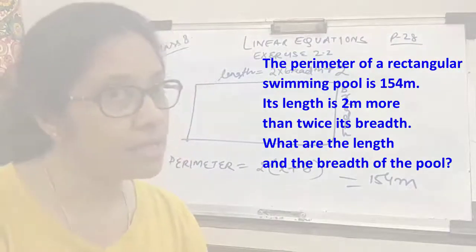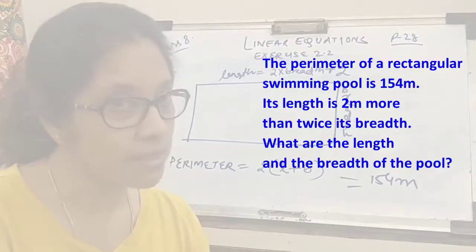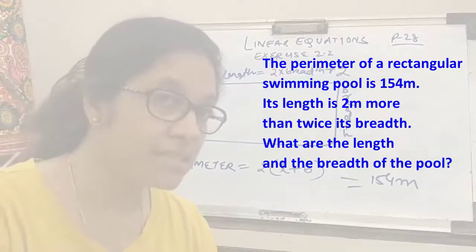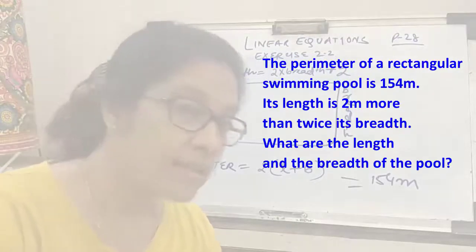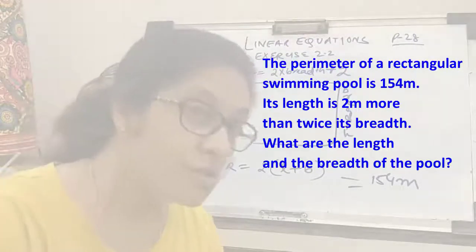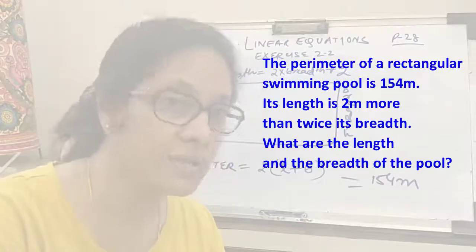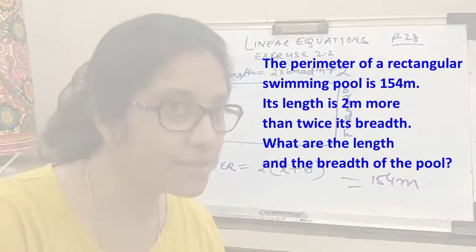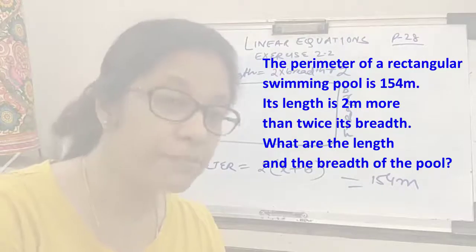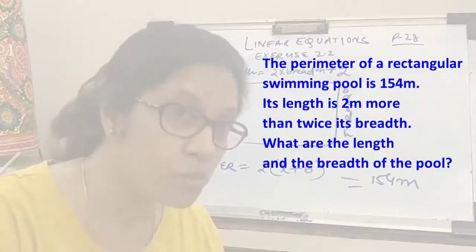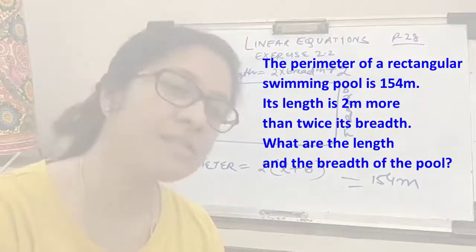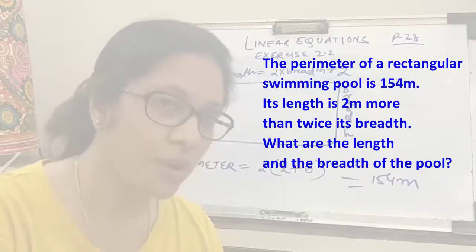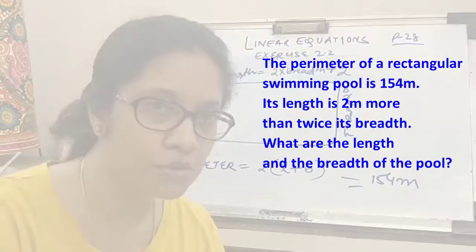Now when we talk of the rectangular pool, there has to be a length and the breadth to it, right? The length and its width. So what it says is the length is 2 more than twice the width. Understand that? The length of the rectangular pool is 2 more than, 2 more means plus 2, of what? Twice the width. Twice the width of the pool.